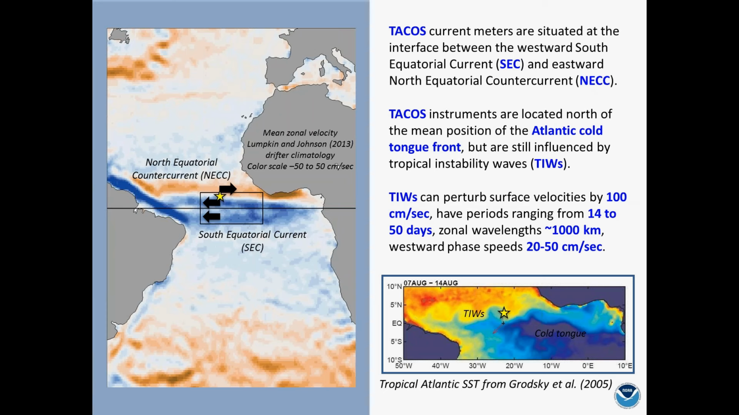Okay, so where in the world are we, in the world of currents, where are we deploying this mooring and putting these sensors? So here's 4 North 23 West, and this is a mean map of the zonal currents at the surface from a drifter climatology by Rick Lumpkin.